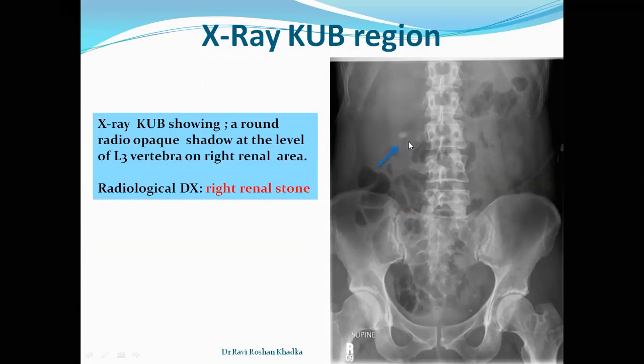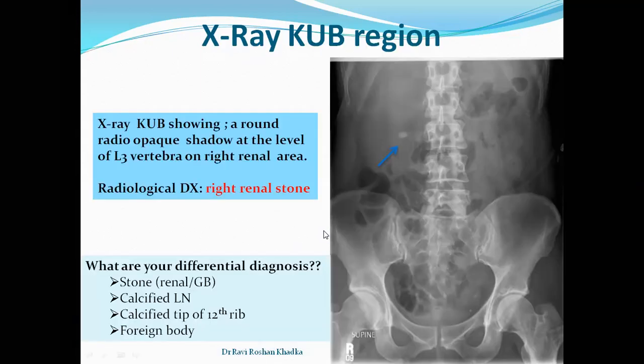But this type of radiopaque shadow can be caused by other causes as well. Why not this is a case of gallstone, because the gallbladder also is found exactly along that point? Why not this is a case of a calcified 12th rib tip? Why not a calcified lymph node or calcified vein or any foreign body inside the abdomen? So whenever you see a radiopaque shadow in a plain X-ray, it may be due to stone or it may be due to other causes as well. That's why we need to do further investigations to differentiate whether it is inside the kidney or not.